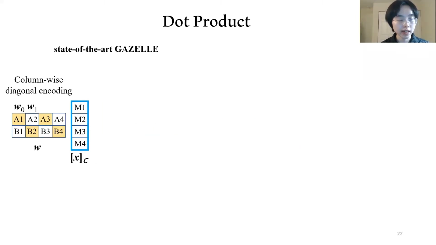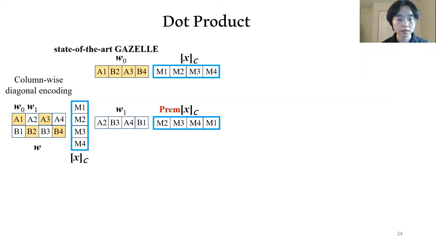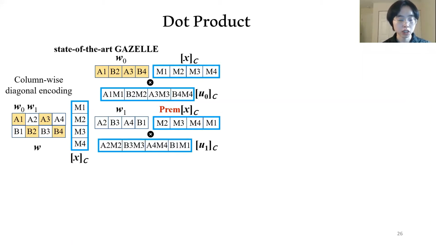In the state-of-the-art GAZELLE framework, it first uses a column-wise diagonal encoding to form two weight vectors. Then the input ciphertext is permed, such that the original ciphertext and the permed one can be directly multiplied with the formed weight vectors. Here we can get two intermediate ciphertexts.